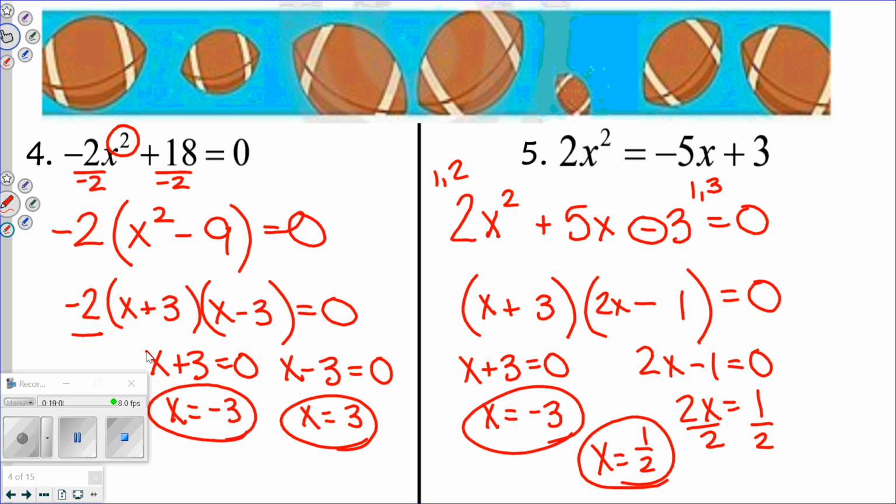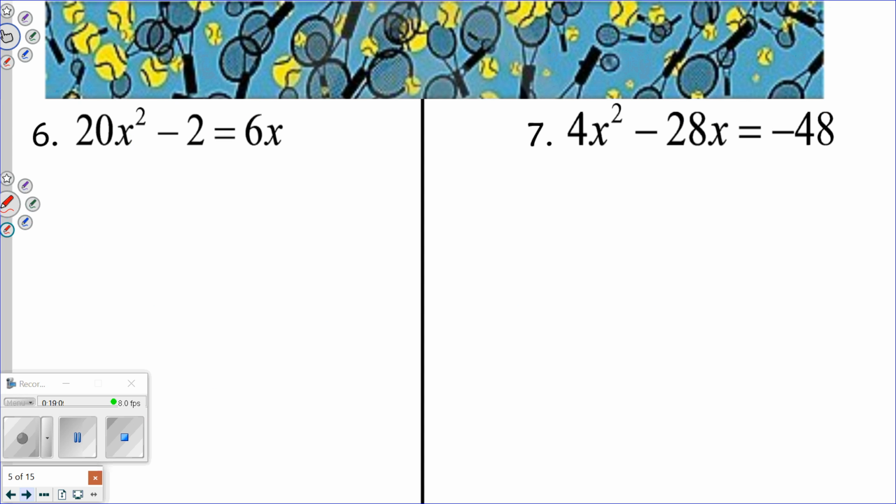How are we feeling so far about solving by factoring? Pretty good? Not too bad, right? All right, why don't you guys try 6 and 7 on your own?